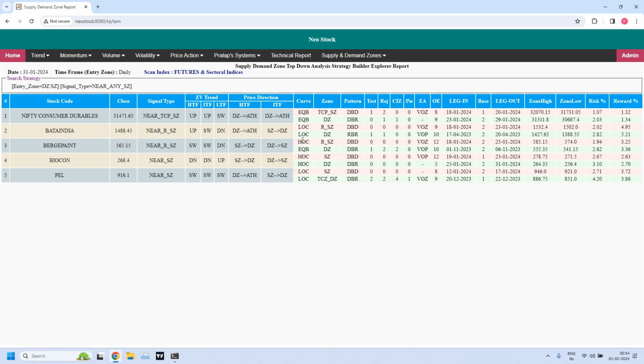And next one is burger paint. This is high on the curve and this is a fresh zone. Burger paint is also a fresh, high liquidity, daily high liquidity supply zone. This is the second stock. So we have identified only 2 high liquidity zones, Bata India and burger paint.